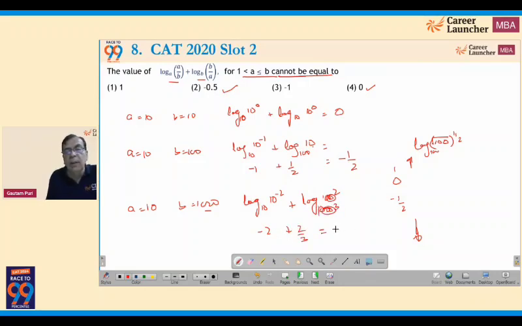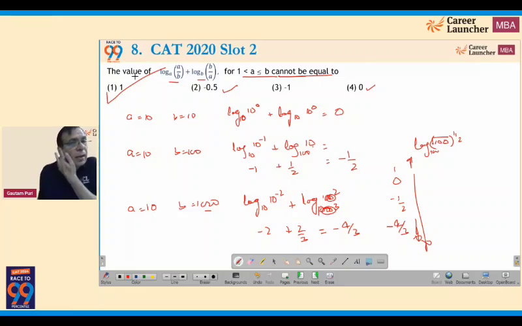What is this equal to? 2 minus is minus 4 by 3. This is minus 4 by 3. So minus 4 by 3. So it is going down. Positive value will not come at all. And that is what the answer should be.